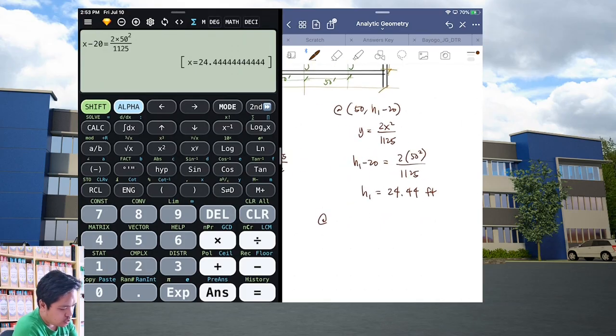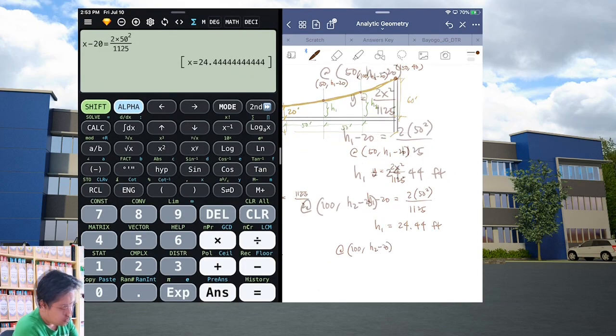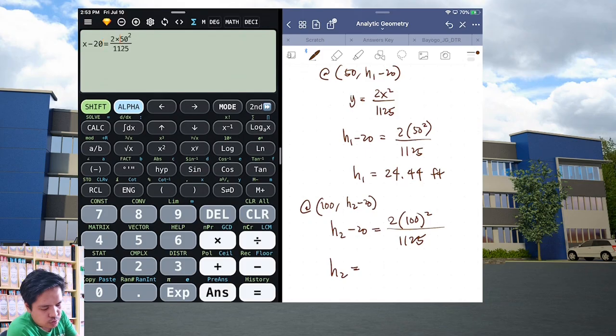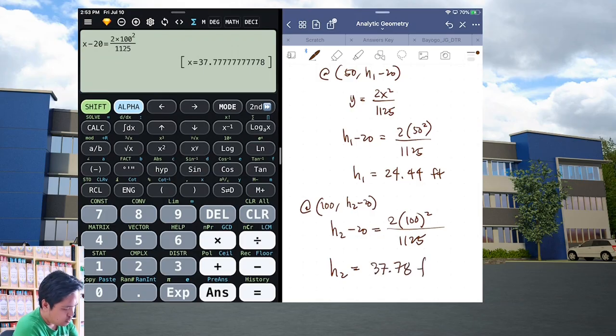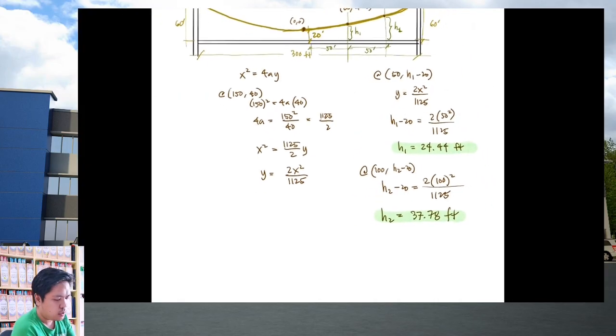So next for h2, h2 is located at 100, h2 minus 20. So in this point, y is h2 minus 20 equal to 2 times the value of x is 100 squared over 1125. So we could solve for h2. So let's just change this to 100 and shift solve. We have 37.78 feet. So these are the answers. This and this. So ganun lang siya kadali.